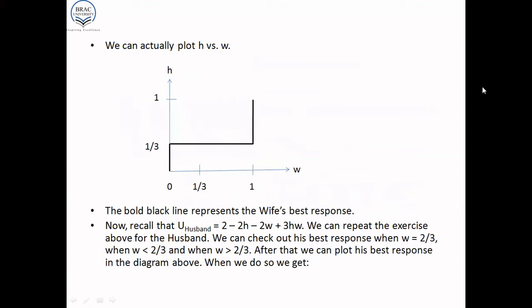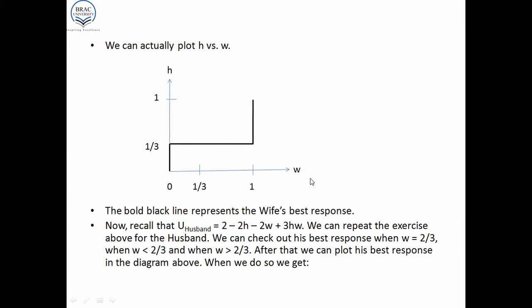We can plot H versus W. On the vertical axis, we have H, the probability of the husband, and since it's a probability, it has to lie between 0 and 1. On the horizontal axis, we have the wife's probability of going to the ballet, which also lies between 0 and 1. First of all, notice when H is equal to 1/3, W, the probability of the wife going to the ballet, could lie anywhere between 0 and 1. It could be any value.